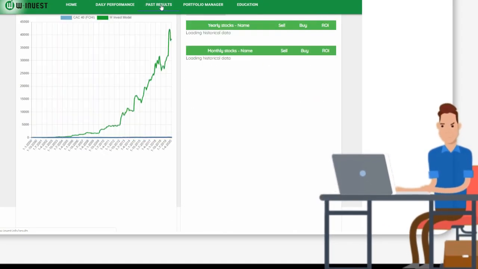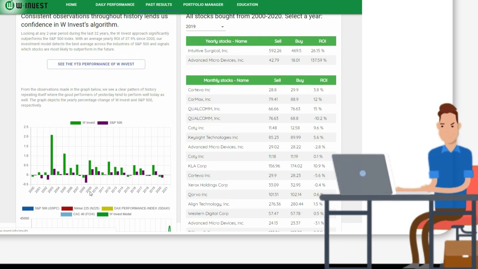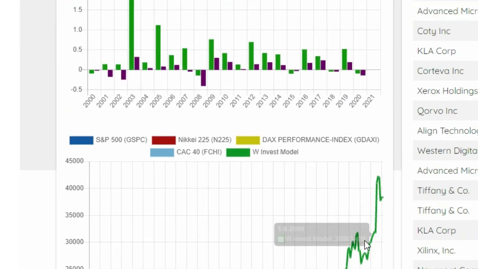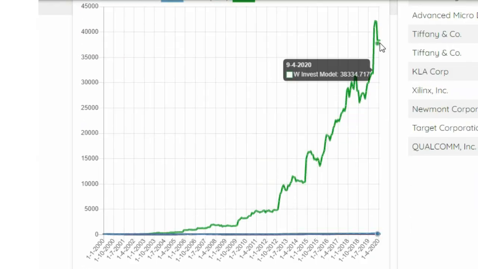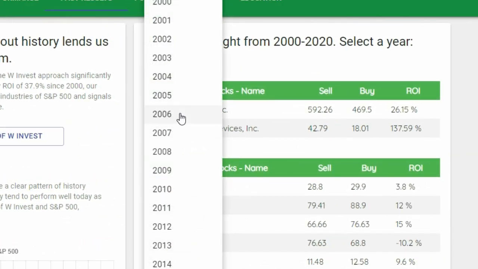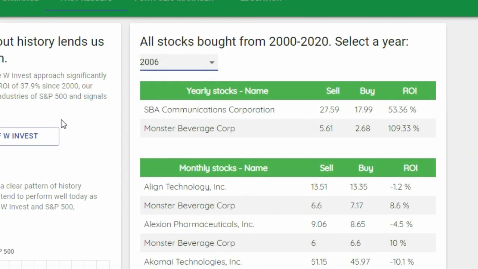Our model has worked very well in the past too. Please go to Past Results. In the first graph, hover over the graph to check how much we either lost or won that year. For example, in 2019 we yielded 50.9%. The bottom graph shows the accumulated return over the past 20 years. In the right table, choose a year, and you will get a complete list of the stocks we bought that year.